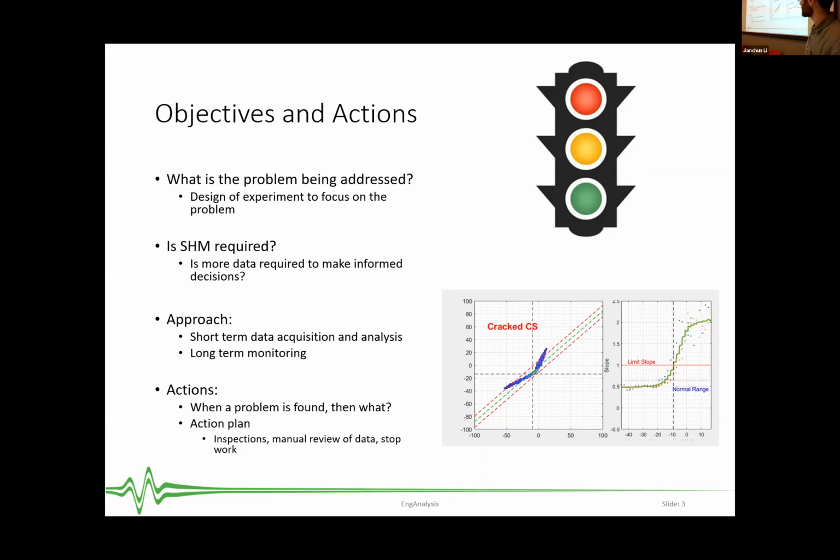Once you have that, it's the actions. When we've done projects where there's an action plan, it's turned out much better. Whether the action plan is brilliant to start with, it's more about the thought process of it taking place. So it's really that if there's a problem, then what do we do? Is it do a manual inspection of the structure or a review of the data, or is it stop work, stop traffic? Sort of what happens if a threshold is exceeded? And common, that's a traffic light style plan.